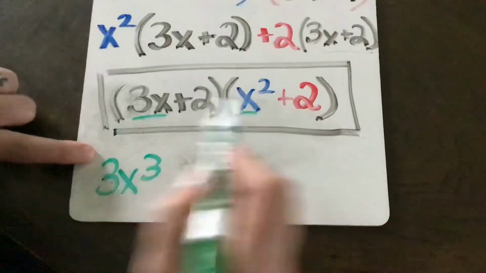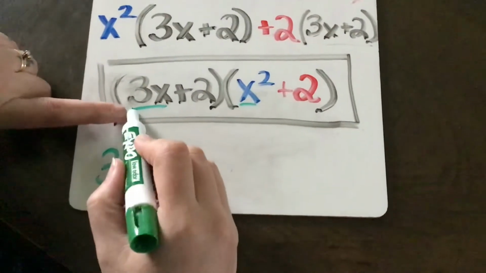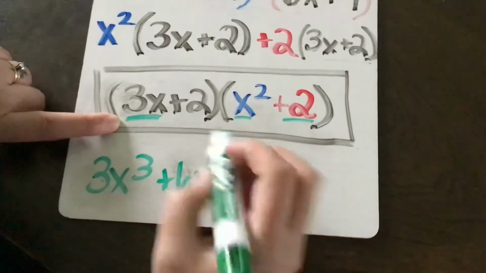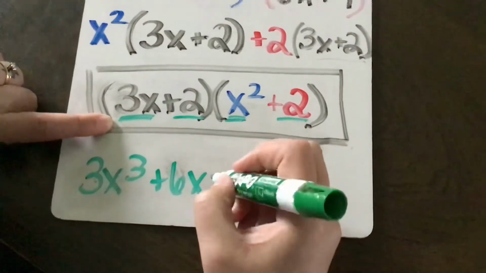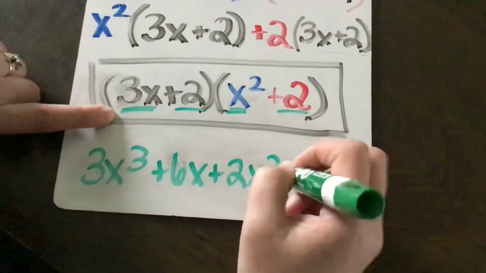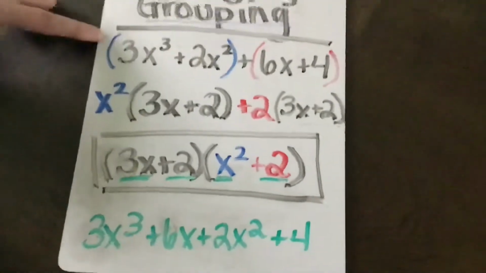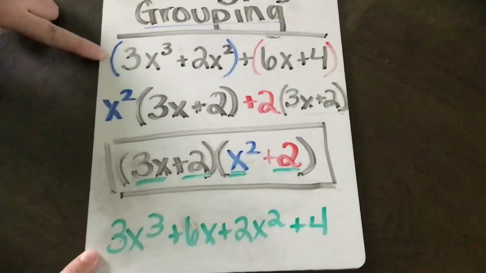So that was multiplying the first terms. If I multiply the outside terms, this 3x times 2, I get plus 6x. My inside terms, when I multiply those, I get plus 2x squared. And then my last terms, I get plus 4. And it's in a different order, but if we look, that's the exact same thing we started with.